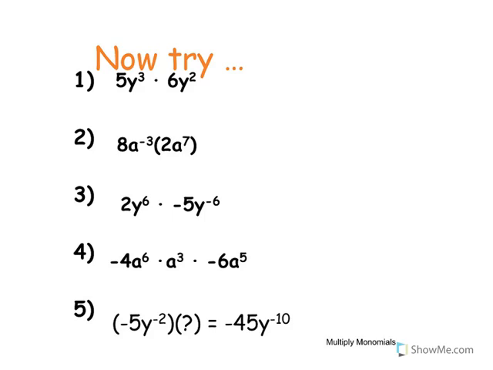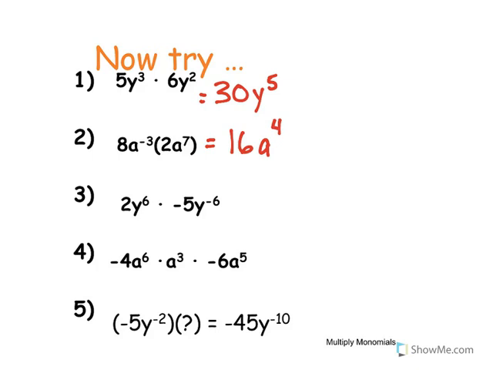So 5 times 6 is 30, and when I add the powers of y, we end up with y to the 5th. 8 times 2 is 16. And when I add the powers of a, negative 3 plus 7 is 4. Let's see how we did with this one.